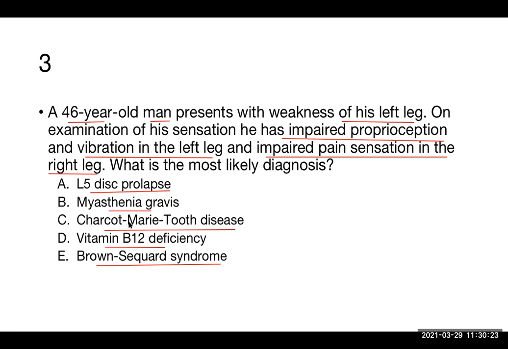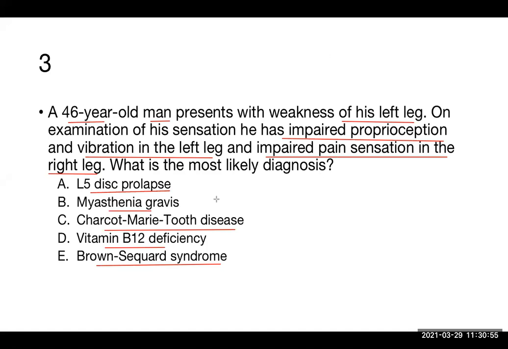What did you get from here? The weakness and the dorsal column signs will be present on one side, and the pain and temperature loss will be present on the opposite side, sir. Good. So this is Brown-Sequard syndrome. Excellent. The description itself is so typical of the condition here. He is absolutely right. Brown-Sequard syndrome manifests like that.